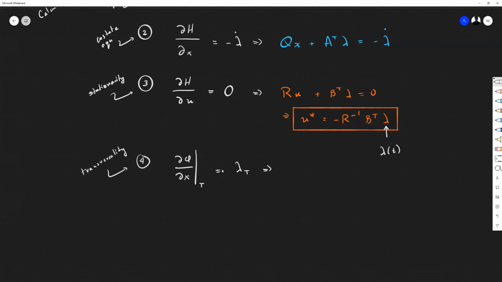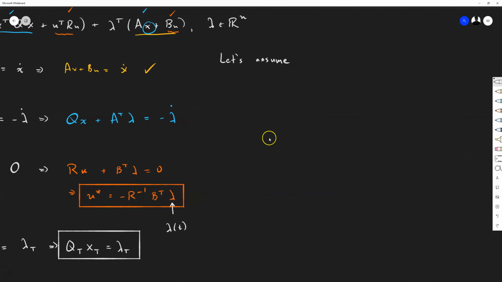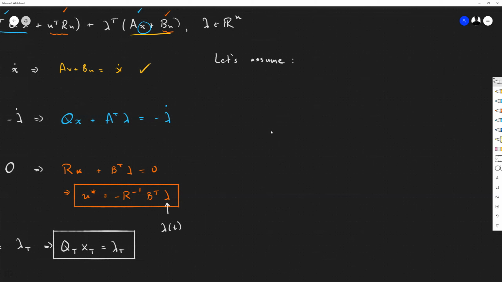And what does this become? Well, d phi dx is just Q_T, the terminal weight, times x(T). And this is equal to lambda at the terminal time. Okay, so these are the transversality conditions. And the reason why I need to mention this is because now in our assumption, let's assume that lambda of t is equal to some function P of t times x of t.